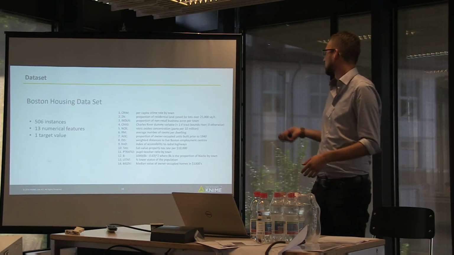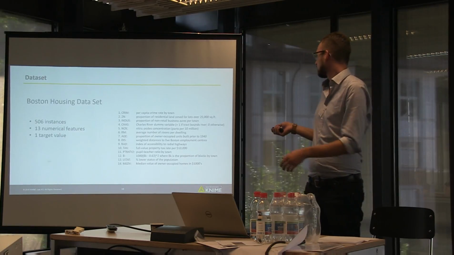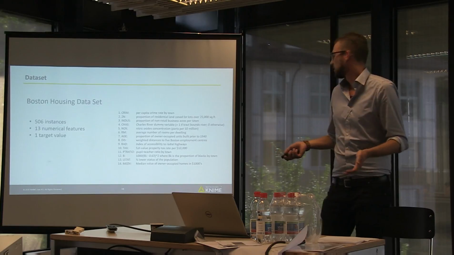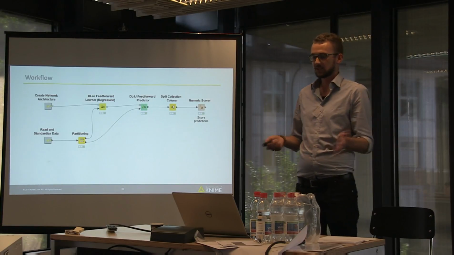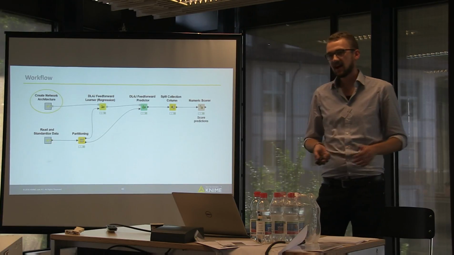So for example, we have some features showing the crime rate or pupil-teacher ratio, and here in the bottom we have our target value, which is the value of the homes in thousands of dollars. Here you can see the overview workflow, how this would work in KNIME, and I'd like to go through it step by step. So first you would create your architecture.